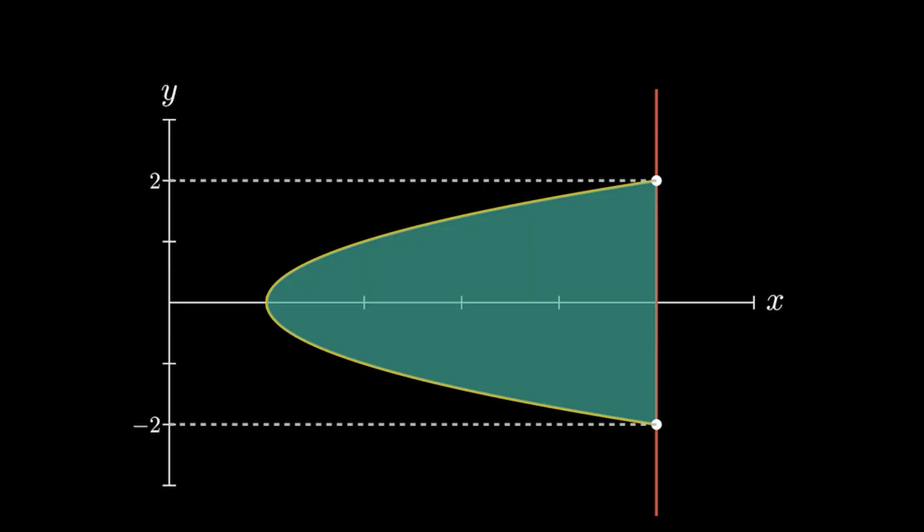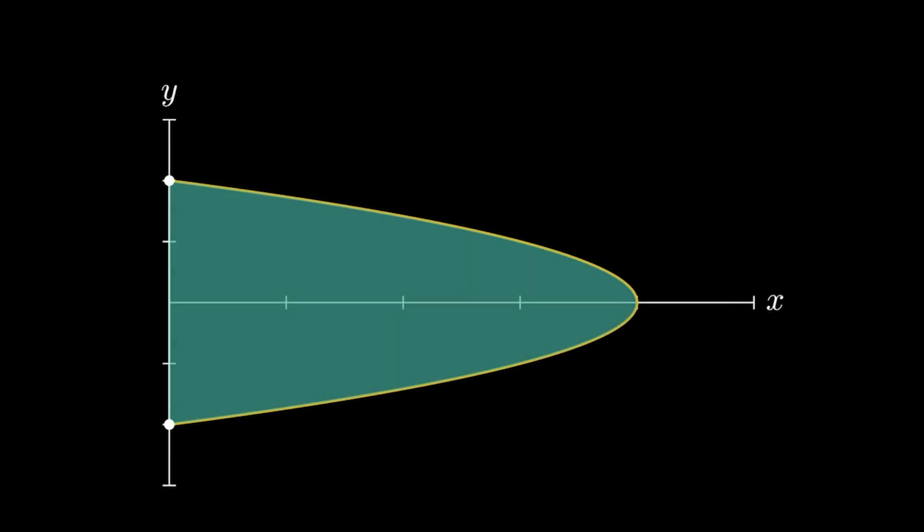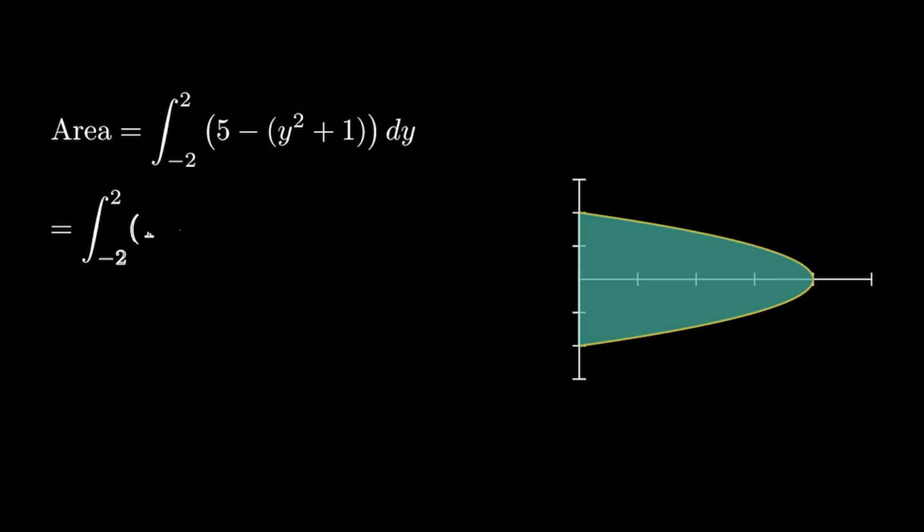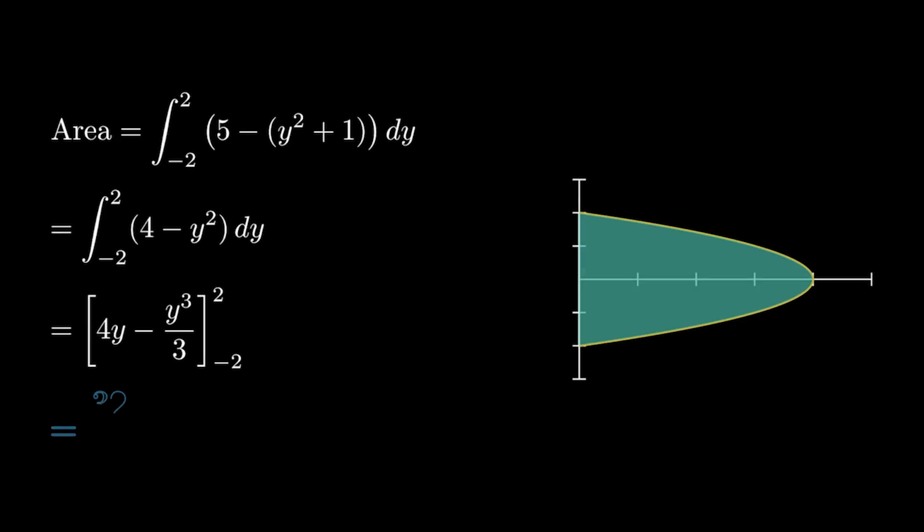Okay, now for a fixed value of y, the horizontal width here is 5 minus (y squared plus 1). Okay, and that gives us 4 minus y squared. So that's our new graph to integrate. And when we integrate that with respect to y, what do we get? Well, naturally, we get 4y minus y cubed over 3 between 2 and negative 2 for y values. And that as a result gives us 32 over 3 units squared.